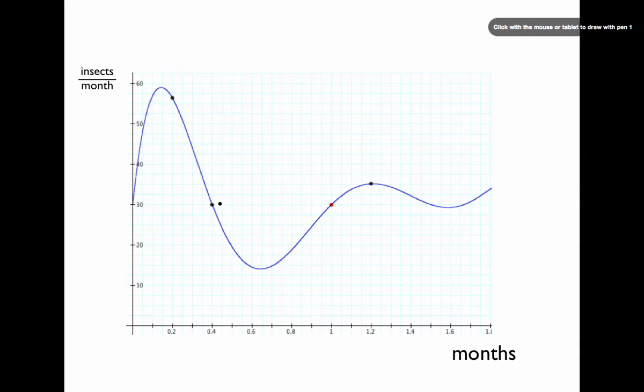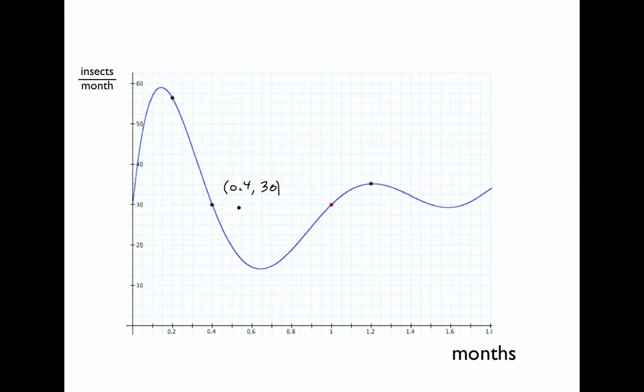Andre? Yeah, 0.4. Yeah, so at 0.4 months, you said the rate of change is 30 insects per month. So what's happening to the population right here, just generally? Increasing or decreasing? Increasing, right? So rate of change graph. Because the rate of change is positive, the population of insects is increasing.